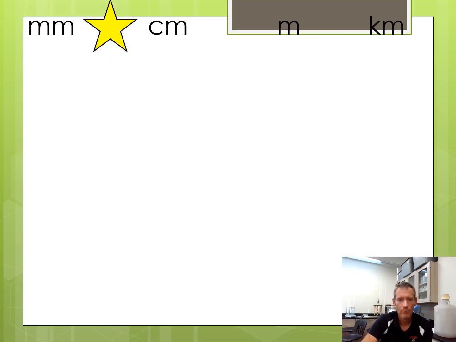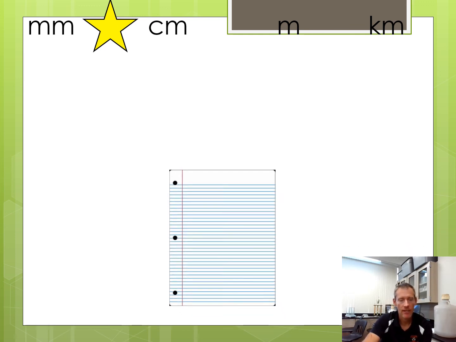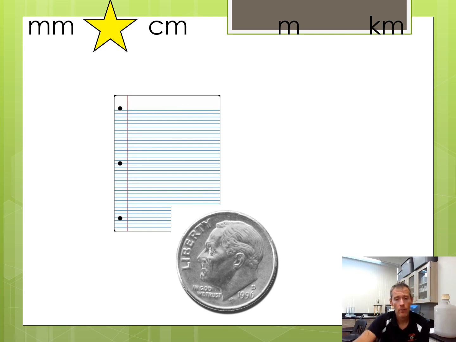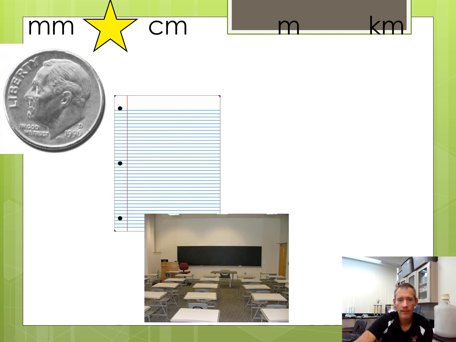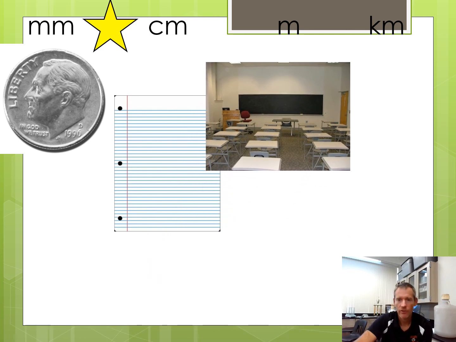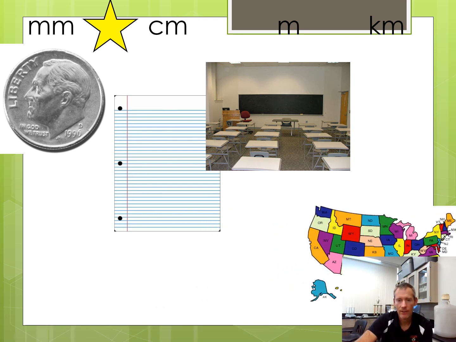All right, one last practice. So the width or length of paper, you should choose either millimeters, centimeters, meters, or kilometers. And if you chose centimeters, you are correct. The width or diameter of a dime is very small, so you know it's going to be millimeters. The length of the room can be meters. That's very similar to yards or feet. The distance you travel in the United States, any long distance, is going to be kilometers.